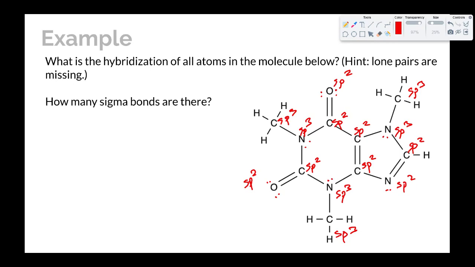How many sigma bonds? Well, every bond is a sigma bond, so you just count every single bond. And if you do that, you're going to find 1, 2, 3, 4, 5, 6, 7, 8, 9, 10, 11, 12, 13, 14, 15, 16, 17, 18, 19, 20, 21, 22, 23, 24, 25 sigma bonds. How many pi bonds? These are only the doubles or the triples. So we've got 1, 2, 3, 4 pi bonds in this structure.